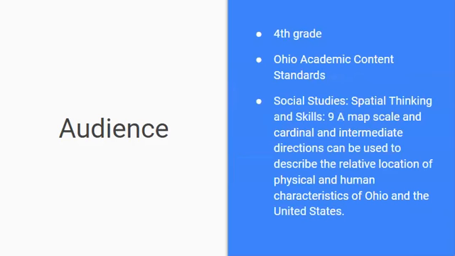The audience that our units are set for is the 4th grade, and this unit follows the Ohio Academic Content Standards. For the social studies standard that my group chose, we chose the Spatial Thinking and Skills standard, number 9. It says a map scale in cardinal and intermediate directions can be used to describe the relative location of physical and human characteristics of Ohio and the United States.